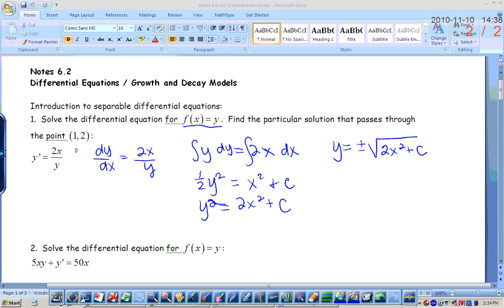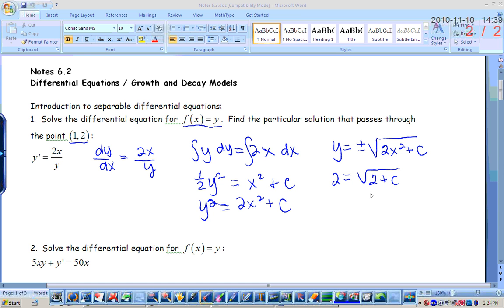But I need to find the particular solution that passes through the point 1, 2. So that means that when x is 1, y equals 2. So I'm going to plug a 2 in for y, and I'm going to plug a 1 in for x. And when I plug in a 1 for x, I get 2 plus c under the square root. Now, you just have to go with me on this. Notice that I've dropped the plus or minus. And the reason that I dropped the plus or minus is because my y value in this particular situation is 2, and that's a positive number. So 2 equals the square root of 2 plus c.